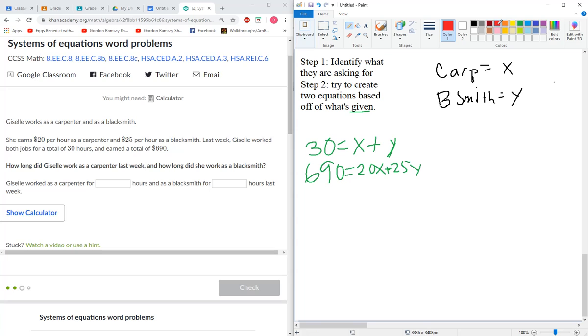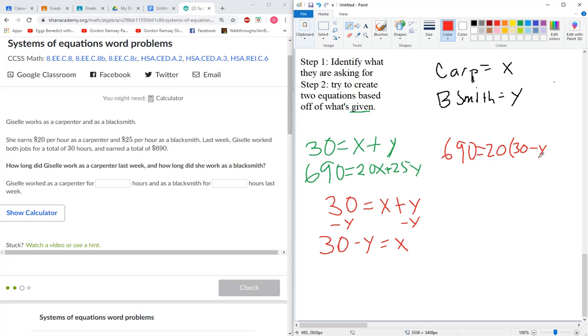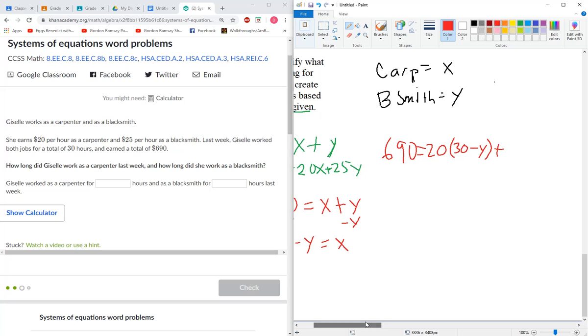So let's use this one. 30 equals x plus y. I'm going to isolate one of my variables. I chose this equation because it looked like it had really easy variables to isolate. I'll isolate my x this time. So now minus y. I get 30 minus y is equal to x. And now I plug it into my bottom equation. So I have 690 is equal to 20 multiplied by 30 minus y plus 25y.